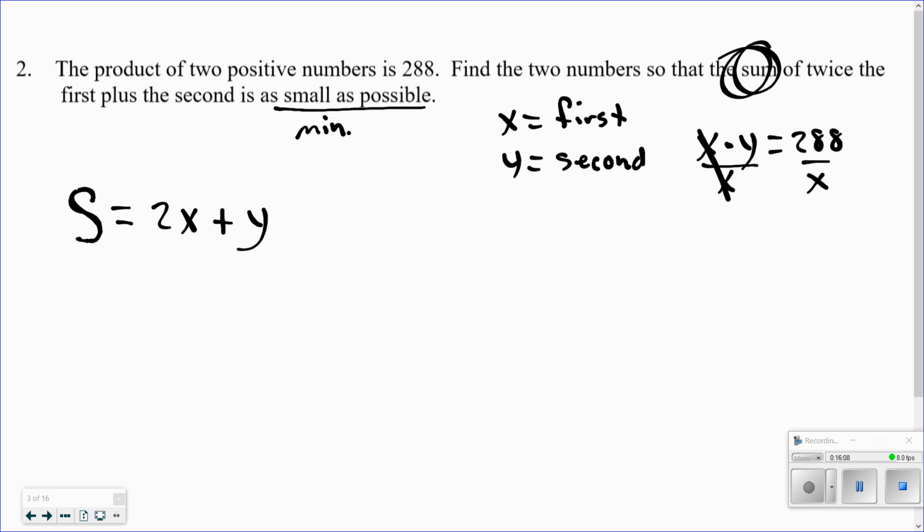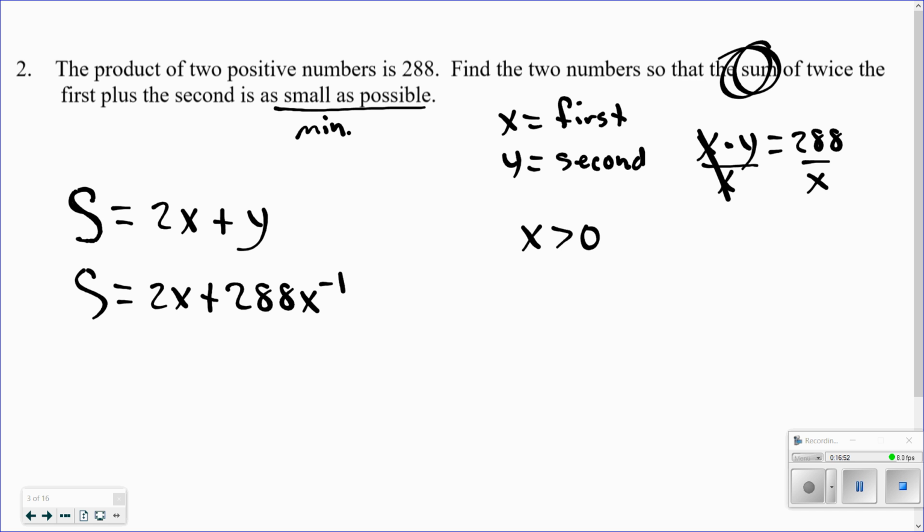So I'm going to come over here and do my substitution, come up with my equation. S equals 2x plus, and in place of y, I'm going to put what I got there, 288. Because I'm going to take the derivative, I'm going to write it this way: 288 x to the negative 1. It'll make it easier to take the derivative. Let's talk about our domain. So if x is our first number, what could x be? Well, it says it's a positive number, so x has got to be greater than 0. So we know x has to be greater than 0 because it's a positive number.